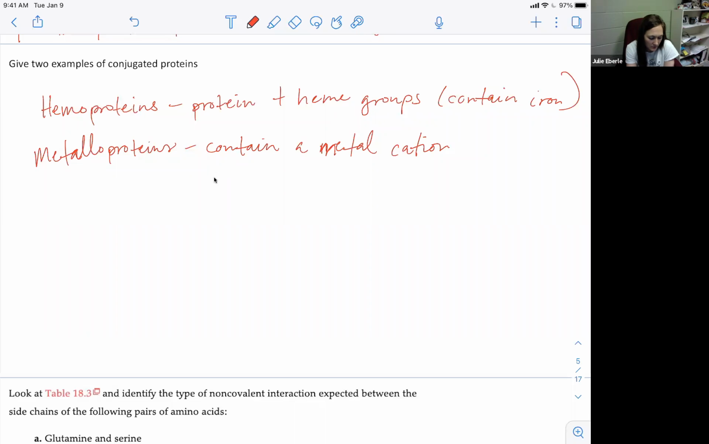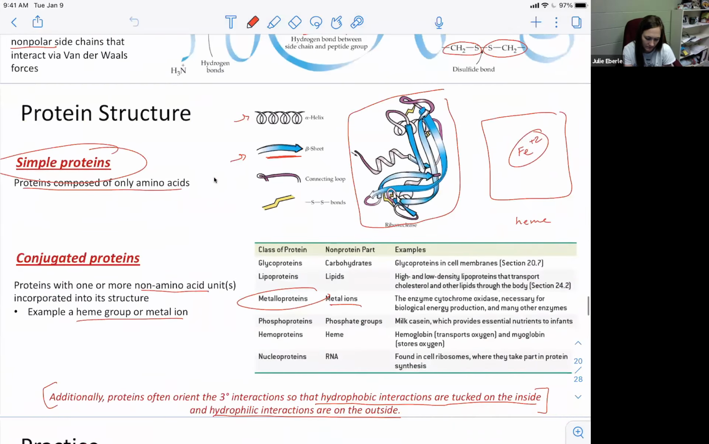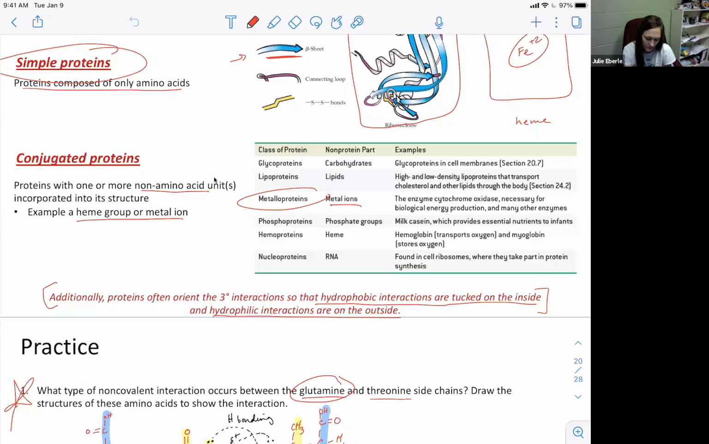Okay, you've got glycoproteins that contain carbohydrates. You've got your lipid proteins that contain lipids. There's a whole table right here. All right, those are all the different kinds.